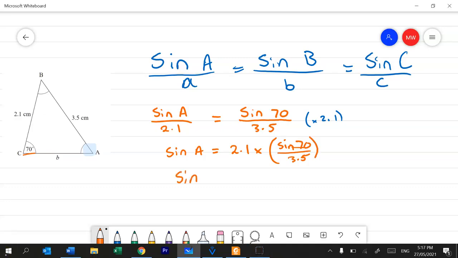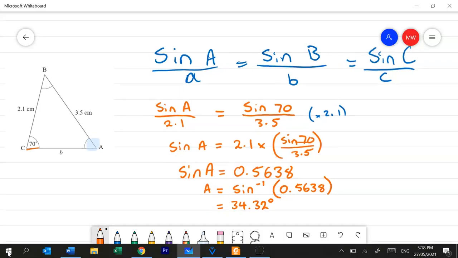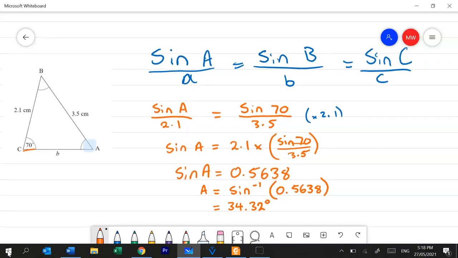So sine A will be 0.5638, and that means that A will be inverse sine of 0.5638, which will be 34.32 degrees. So we don't need to go splitting the triangles up into right angles. We can just use this iteration of the formula and it will give us the unknowns.